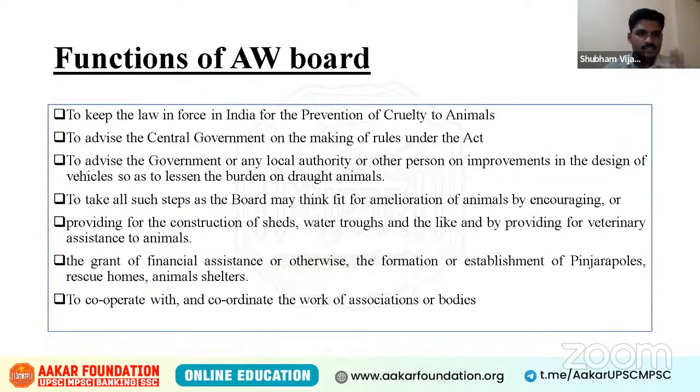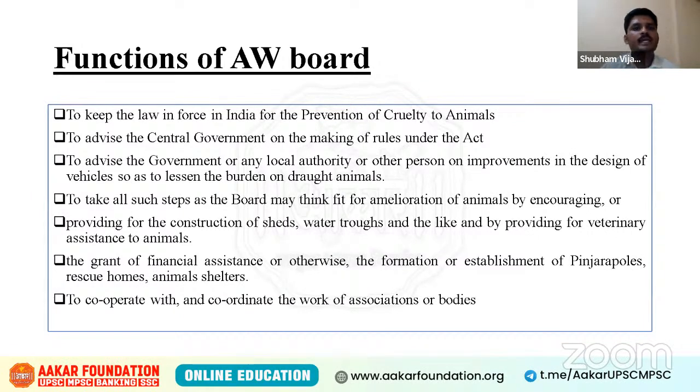So in total, 4 plus 2 is 6. Now we have seen when the Animal Welfare Board was established, who established it, how many members are there, what members are involved, and what the term of every member is. Now we'll see the functions of this board. First of all, they keep the law in force in India for the prevention of cruelty. They have to keep watch and fight so that the law stays in force and works accordingly for the prevention of cruelty to animals.